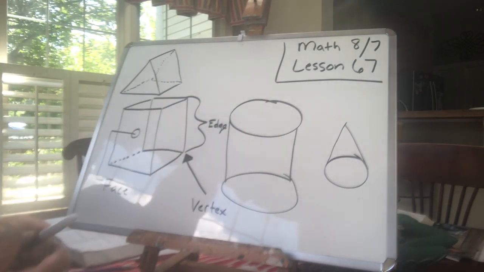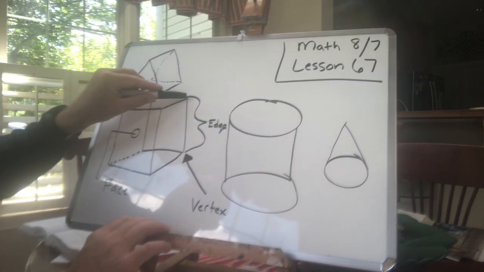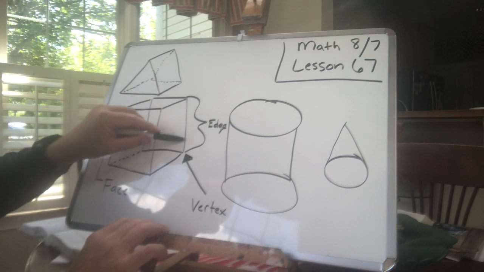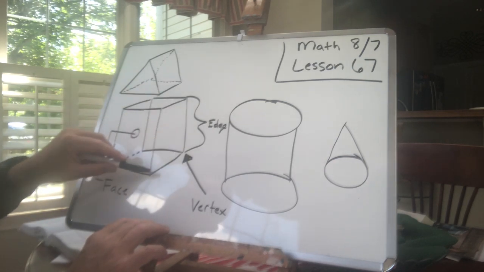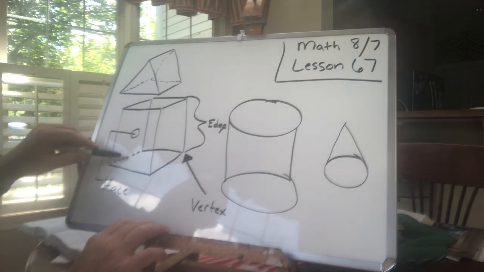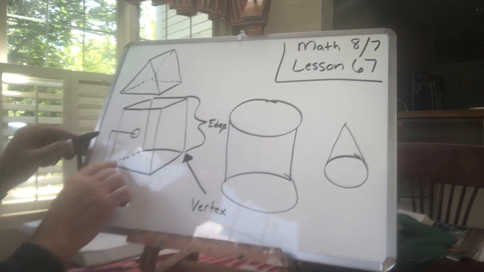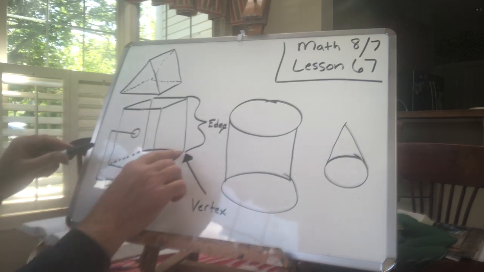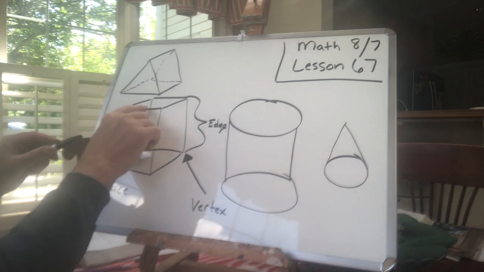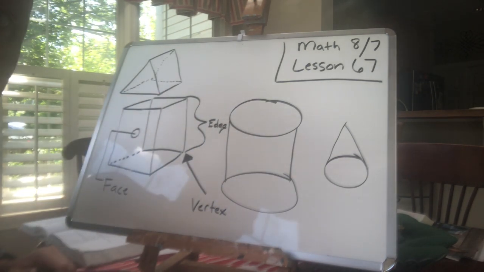This is an edge, okay? Where 2 faces come together, this whole thing right here is an edge. So how many edges would be on a rectangular prism? There's 4 that go around this way, and then there's 4 that go on the bottom, and there's 4 that go across the top. So that's a total of 12 edges on a rectangular prism.